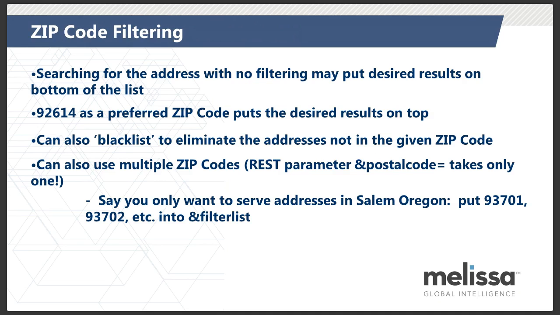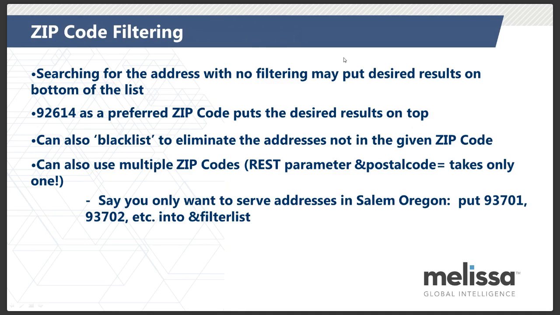So the difference between the old service and the new is that with filtering, you are not restricted to one zip code. Say, for example, you want to serve addresses in Salem, Oregon, just put 93701, 93702, etc. into the ampersand filter list parameter until you have the whole city covered. That's how you can filter responses by city in Express Entry.